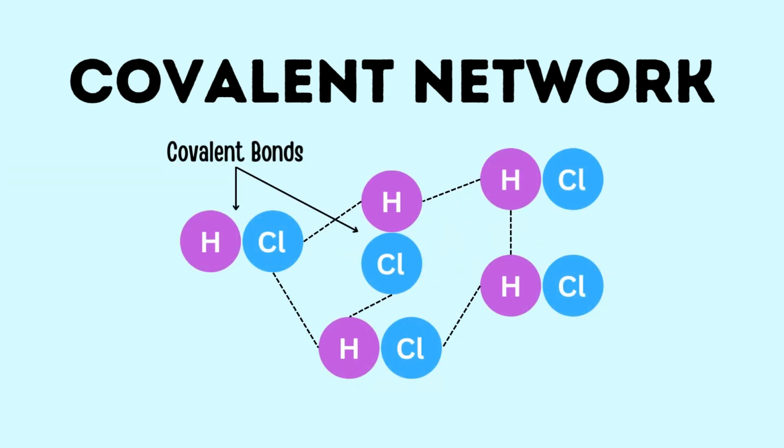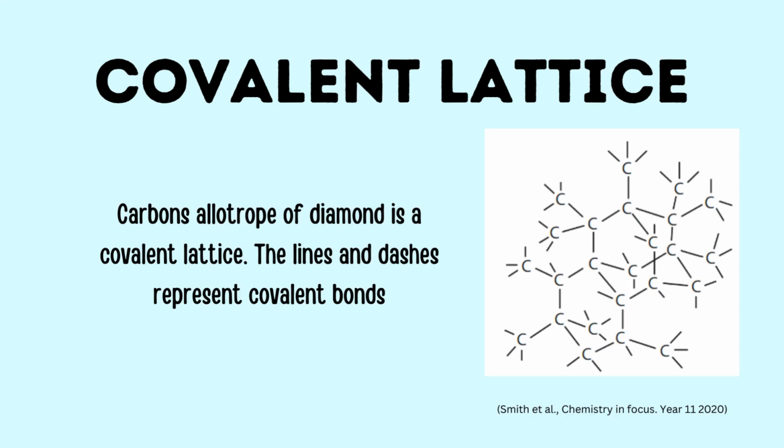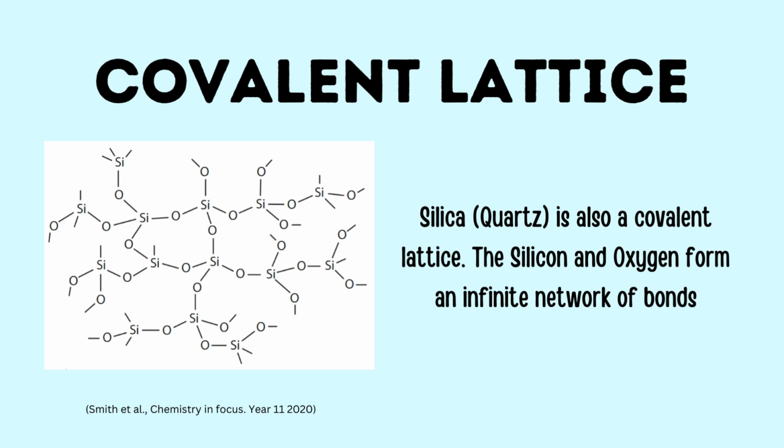Now let's look at a covalent network. Each group of atoms is held together by covalent bonds, and those groups are held to other groups by intermolecular forces, but that's for another video. Another structure of covalent bonds is a covalent lattice. Carbon's allotrope of diamond is a covalent lattice. The lines and dashes represent covalent bonds. Silica, quartz, is also a covalent lattice. The silicon and oxygen form an infinite network of bonds.